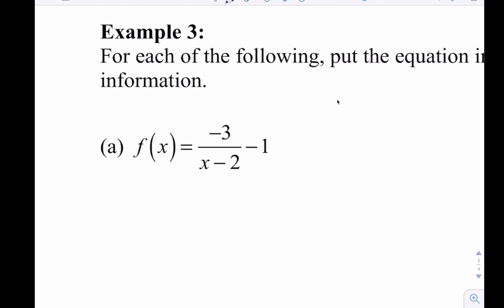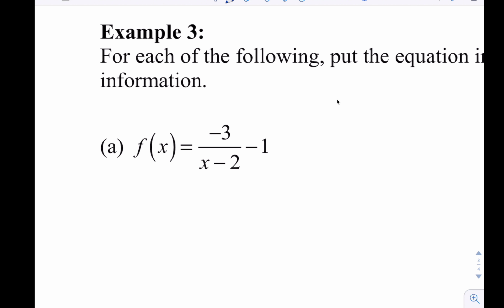Okay, so the next thing I want to do is put it into standard form. So I see that I have a -3 on top. You have to remember that originally this function started as 1 over x. Okay, and the reason that now it has -3 on the top is because 1 over x is now being multiplied by -3. All right, so you can think of it like -3 times 1 over x gives you that -3 over x.